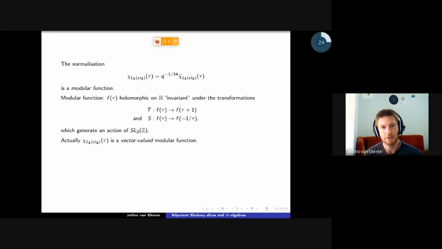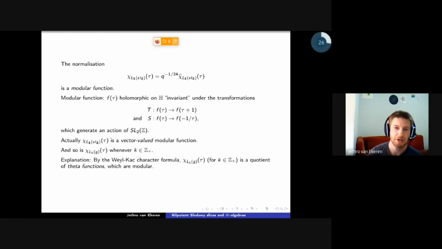And then this normalized partition function, for L1 SL2, is actually something slightly weaker than what I just described. It's not really a modular function in that sense, but it's something called a vector-valued modular function, which basically means that it's an element of a finite dimensional vector space, which is invariant under this action that I've just described. And in fact, this is a general property of positive integer levels. So G can be an arbitrary simple Lie algebra, and if K is a positive integer level, then the corresponding partition function is also a vector-valued modular function.